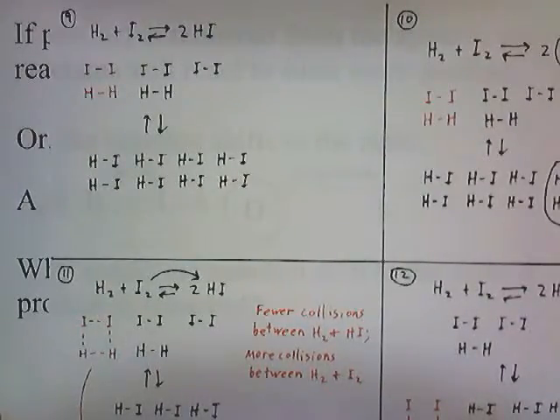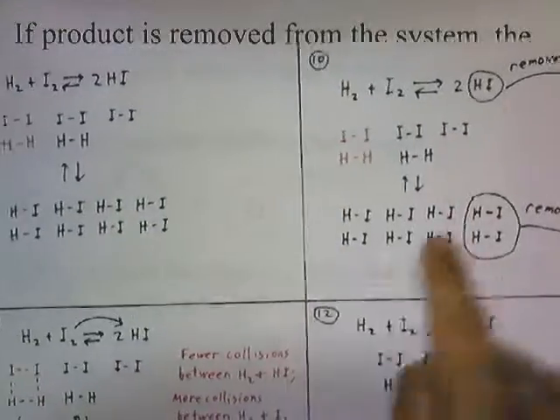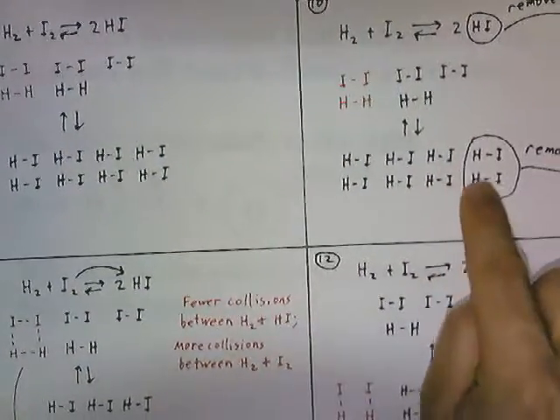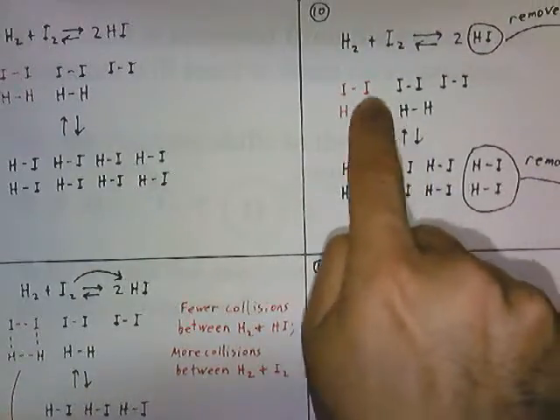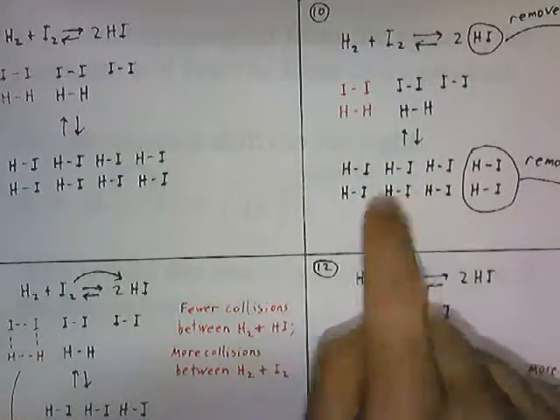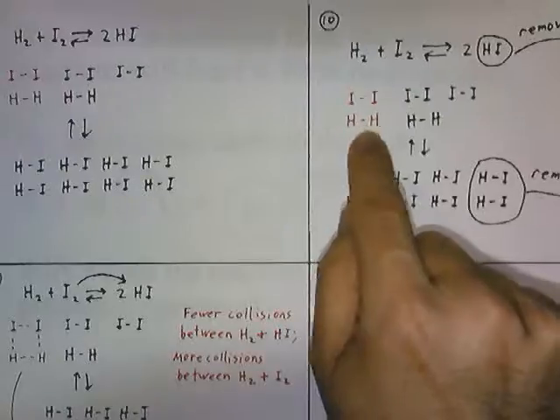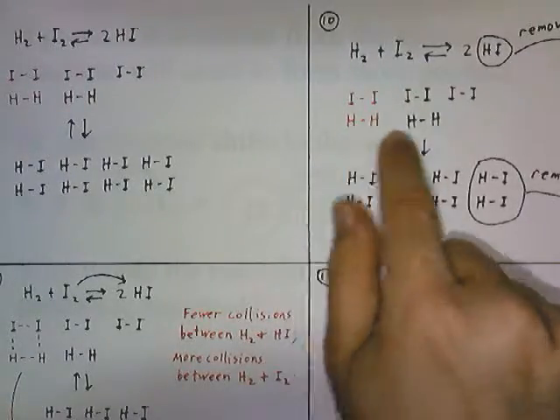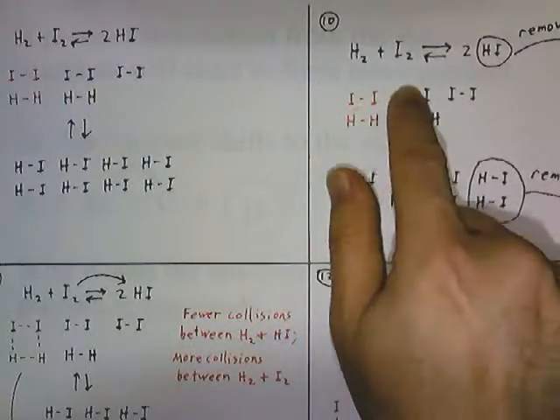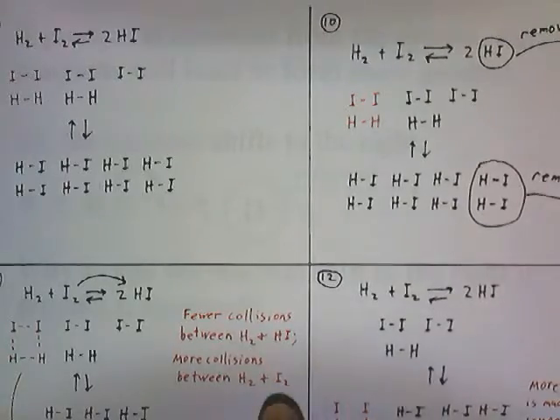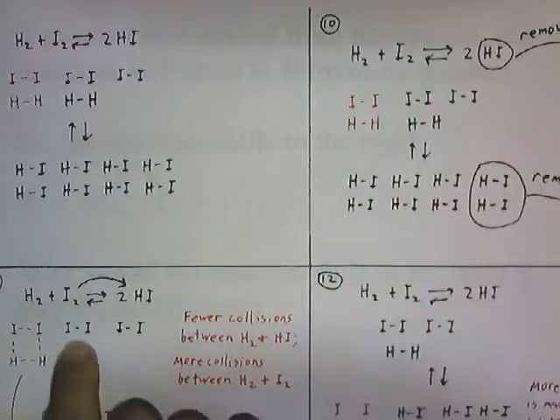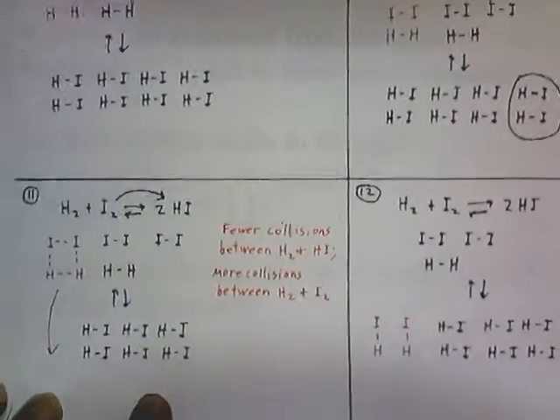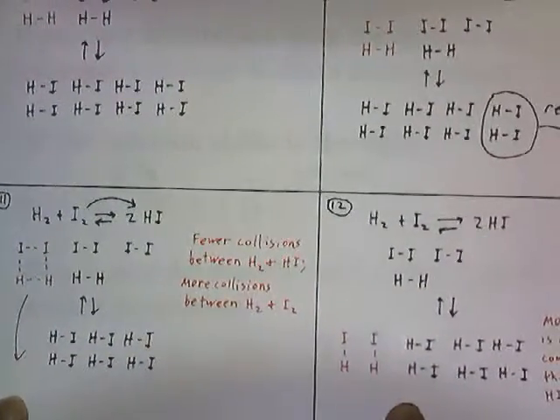All right, so the gist of it is that these are all colliding into each other. If you remove some of the product, then these things are less likely to collide with the product that's already there, and they're more likely to collide with each other. All right, so the reactants are more likely to react with other reactants if you remove product. And since reactants are colliding more with each other, you're going to end up with more product, or product being made. Okay?